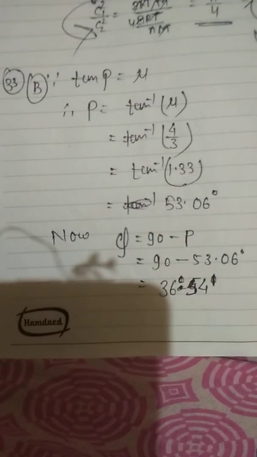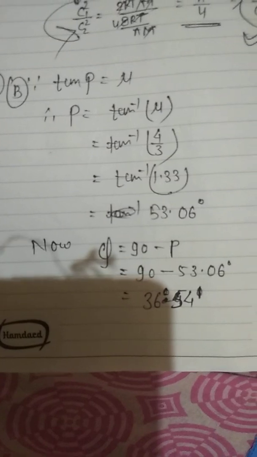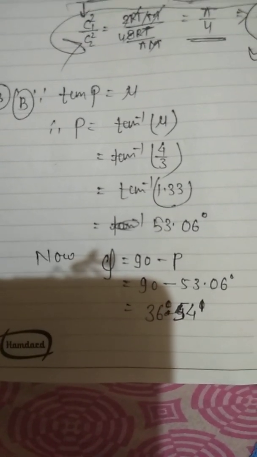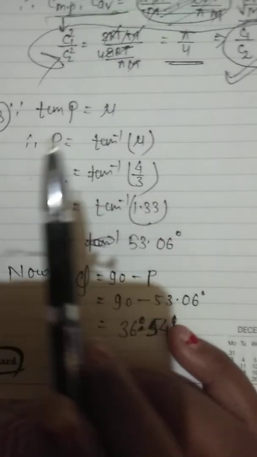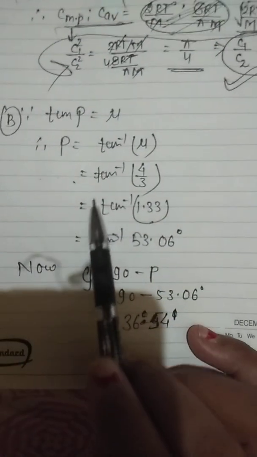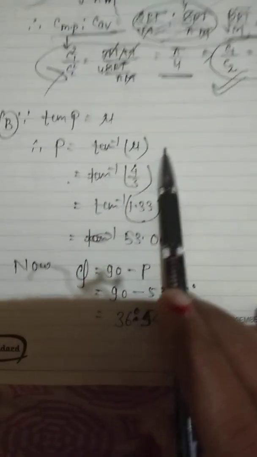Now question number 33. Sunlight is reflected from a lake. It's 100% polarized at any instant. The angle between the sun and horizon at that instant is what has been given here? Tan P is equal to mu, where P is the polarization angle and mu is the refractive index. P is equal to tan inverse mu.